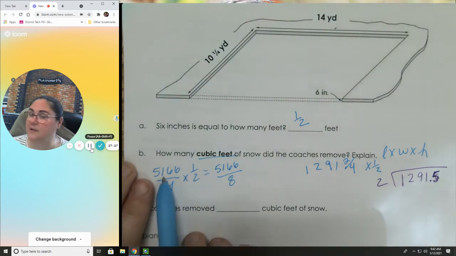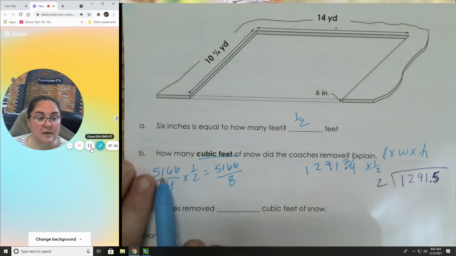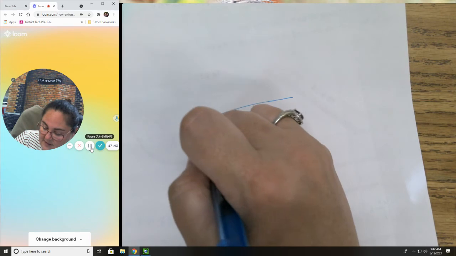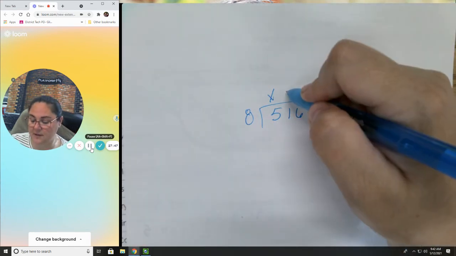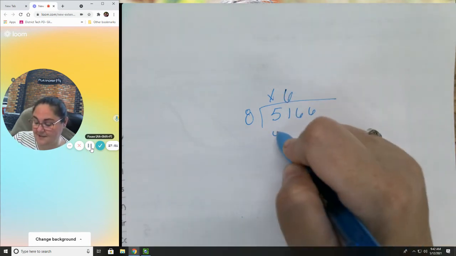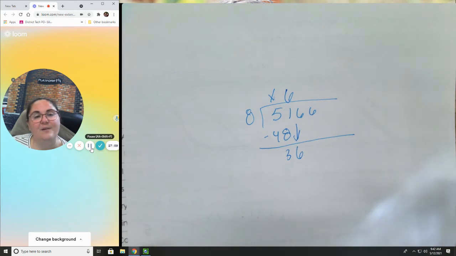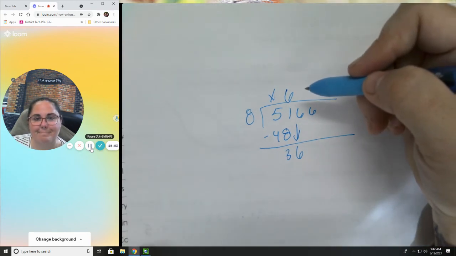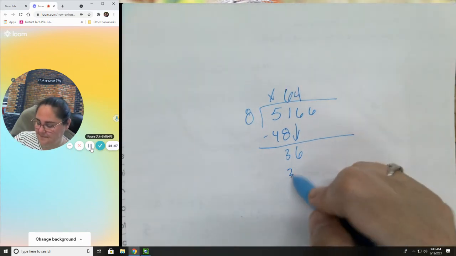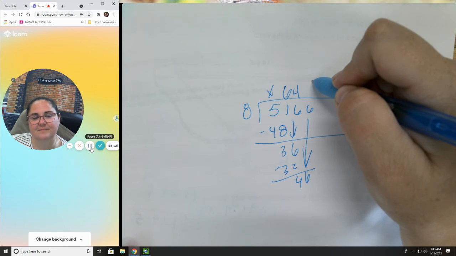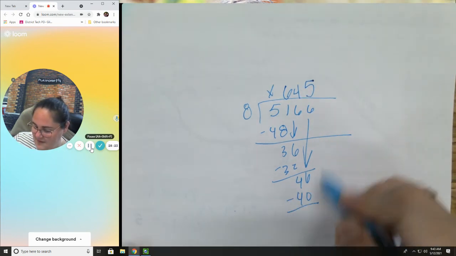So I found my improper fraction. We already did that in number 2b. Multiply by 1/2 equals this, and now I'm going to divide 5,166 divided by 8. 8 goes into 5 0 times. 8 goes into 51 6 times: 48, 49, 50, 51. 8 goes into 36 how many times? 4. 4 left over. 8 goes into 46 how many times? 5. 6 left over.